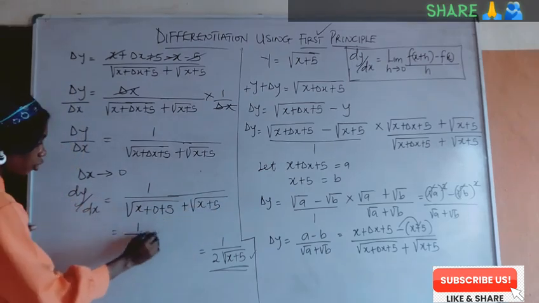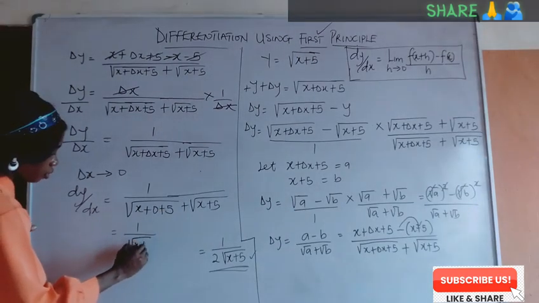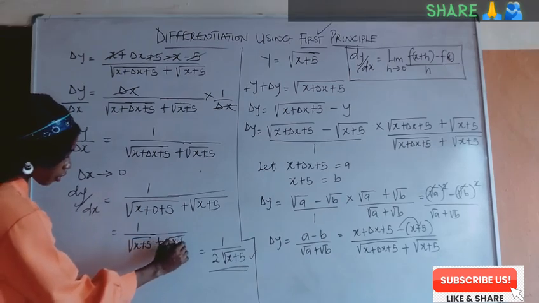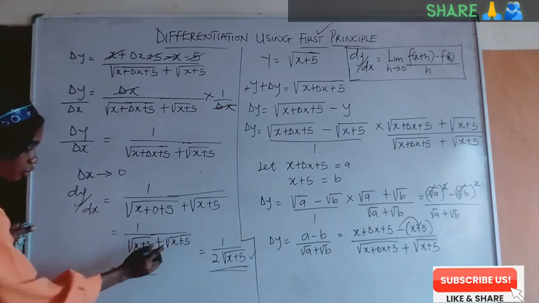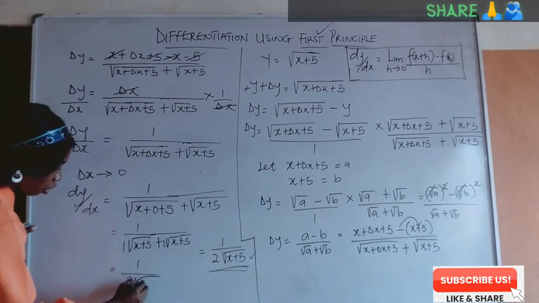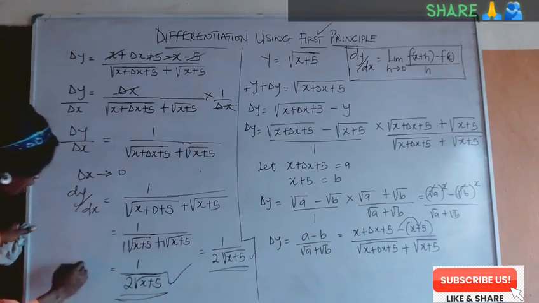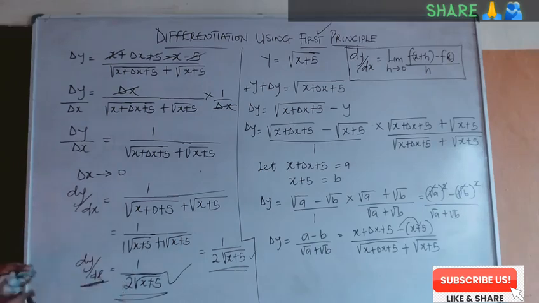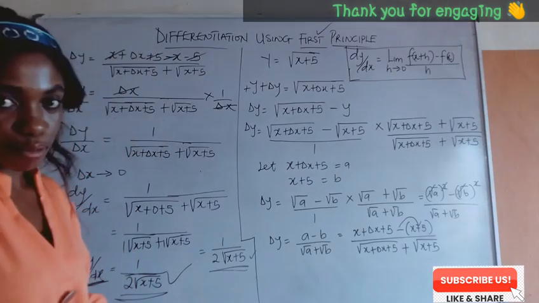And that will give us 1 over root of x plus 0, which is 0, plus 5, which is root of x plus 5, over plus root of x plus 5. And that will give us 1 over, you see this is 2, the coefficients are 1. So add their coefficients together, it will be 2 root of x plus 5, which is the same as what we have here. So this is what we get for our dy dx. So for differentiating this, we get the same answer by the first principle and by use of the formula method.